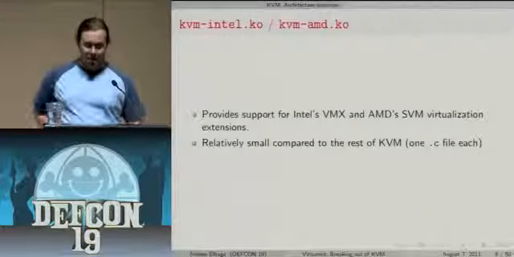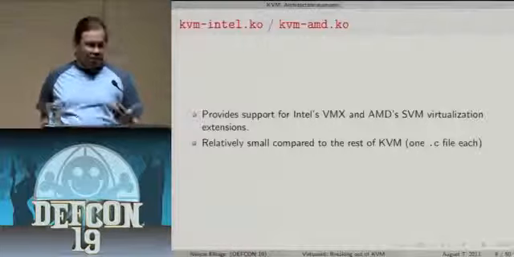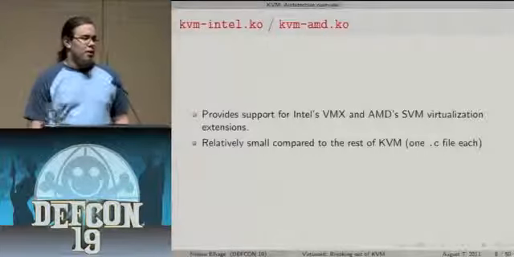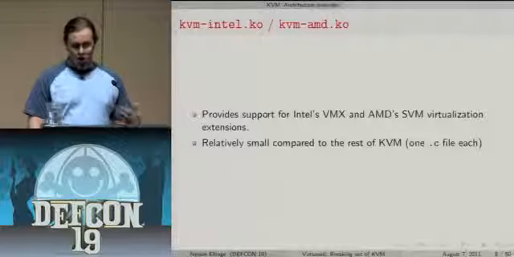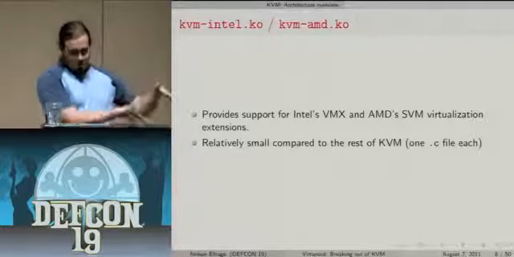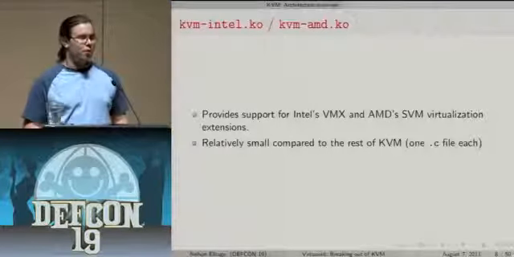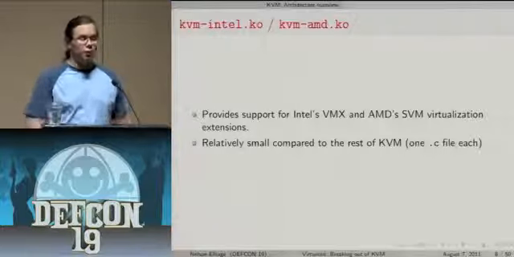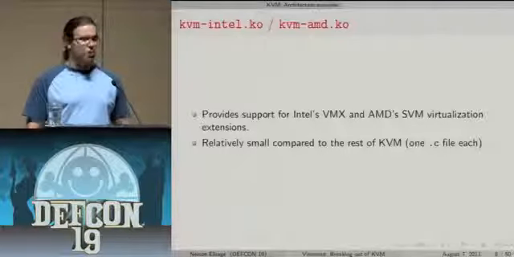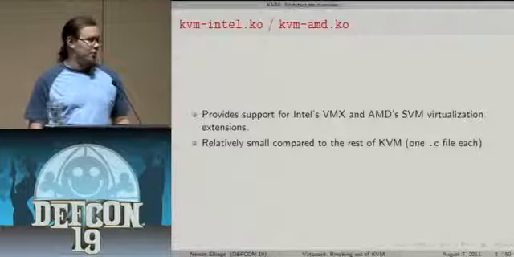KVM Intel and KVM AMD are the other half, really less than half, of the kernel component here. They just provide the glue code for communicating with the hardware virtualization extensions. More or less, you take those four chapters or whatever from the Intel manuals and implement the software half of that, and you get these. And they're relatively small. They're one C file, 4,000 lines or so each, which compared to any of the other components is tiny.